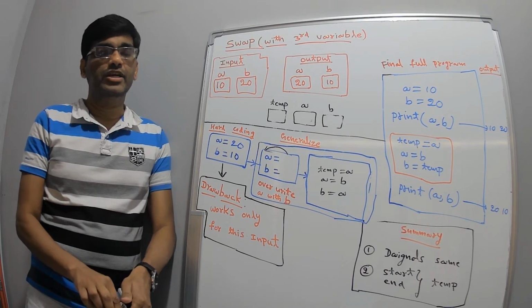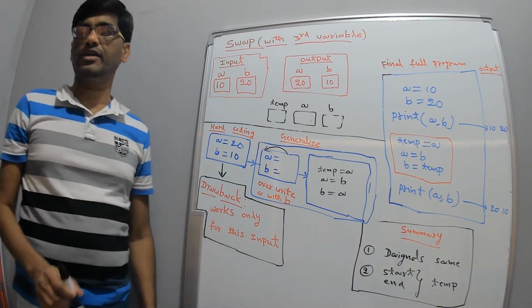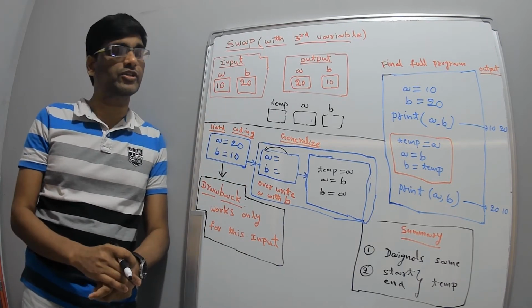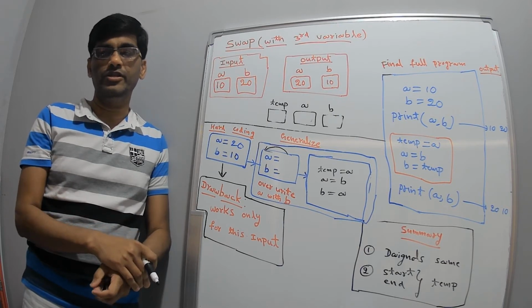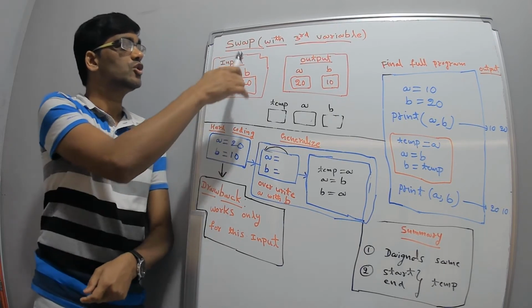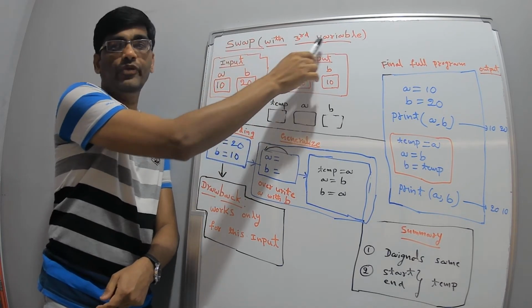So today in this session we are going to cover, as we started this series, actually this is the continuation of the series. If you are watching this video for the first time, please go to the previous videos in the playlist provided in the description and continue. Okay, so this program is swapping of two numbers using a third variable.